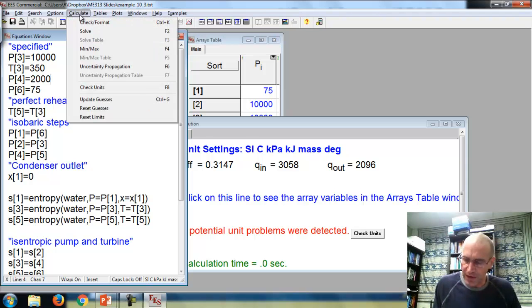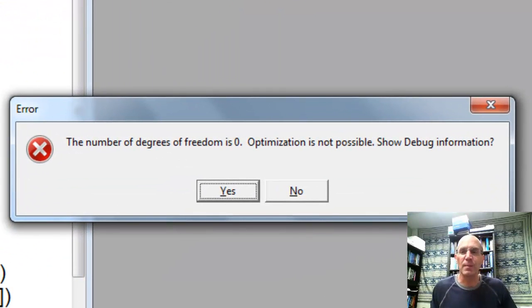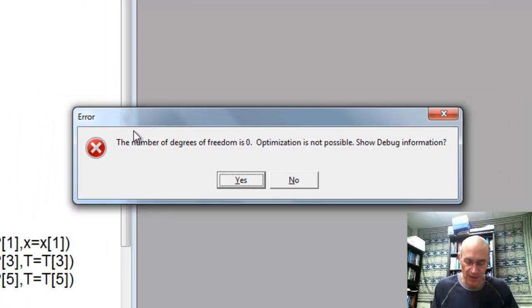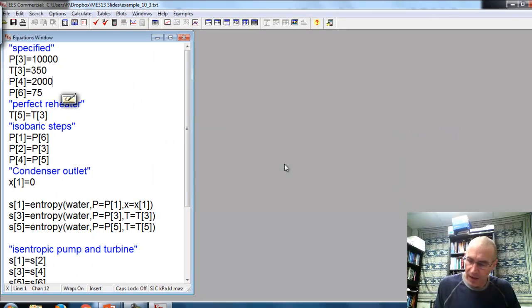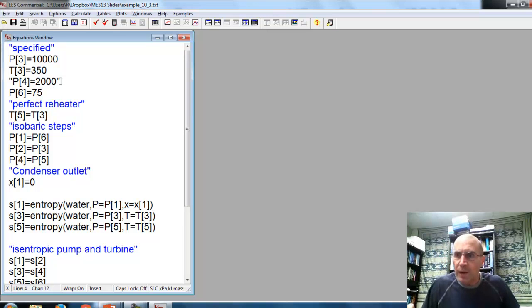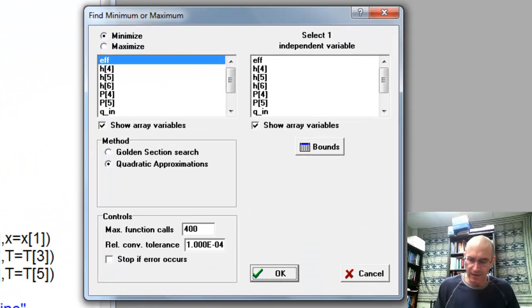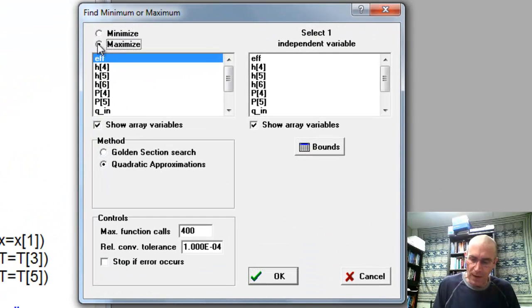So you go under calculate, there's this min-max, and it's going to let you minimize or maximize our function. Now first you've got to have a degree of freedom. You've got to vary something, and what we want to vary is this intermediate pressure P4. So I'm going to go ahead and comment out P4. That's my middle pressure. That's the reheater pressure. And now if I go up there, the min-max, okay, it's going to let me do it. And what I want to do is I want to maximize.